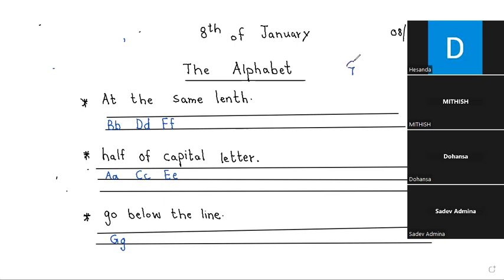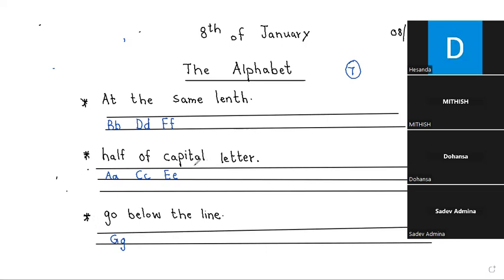How many did you count? Seven letters are there, right? So they take out your CR book fast and write the topic, the alphabet, right? Then write the alphabet according to the size of the letters. Capital letters and simple letters: if they are at the same length, you write them in the first line. If the simple letter is half of the capital letter, then you write under it, next topic, next star mark, then letters which go below the line.